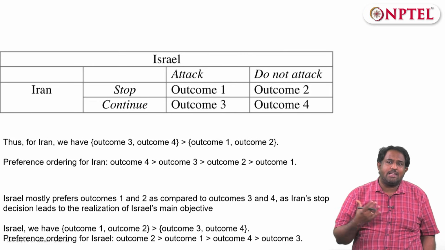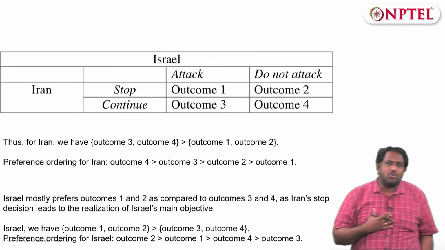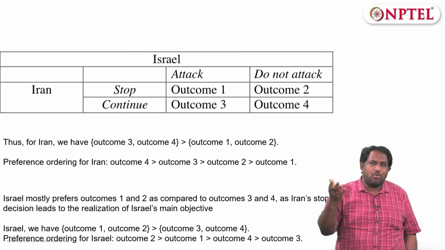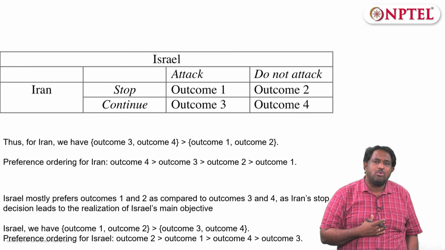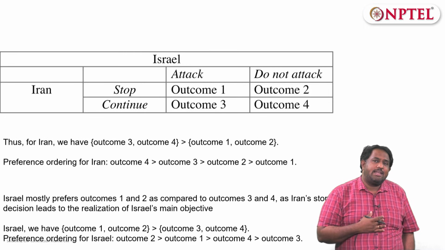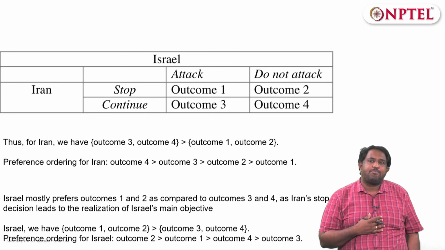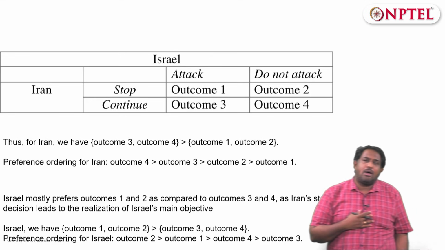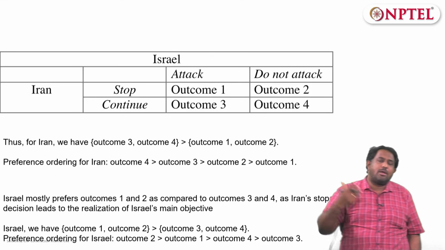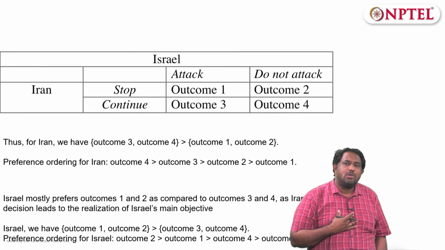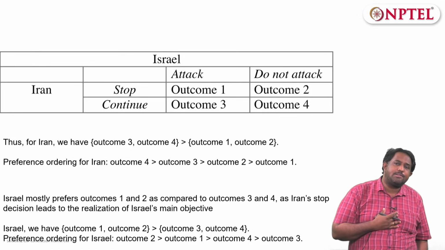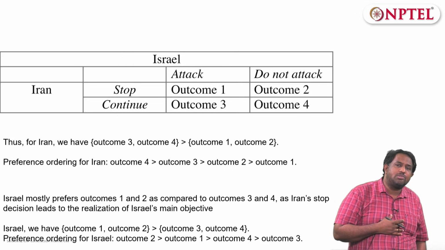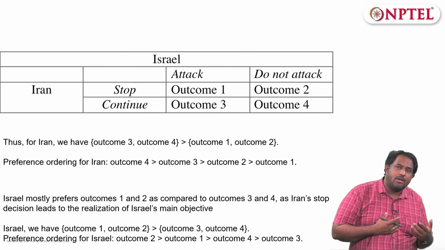So we had seen that Iran wants to continue with its nuclear weapons program, which is why the bottom row is preferred over the top row, basically having outcome 1 and outcome 2. We had seen that Israel prefers Iran stopping its nuclear weapons program. So therefore, it prefers outcome 1 and 2 over outcome 3 and 4, 3 and 4 being instances when Iran continues, and therefore we had arrived at ordinal rankings.